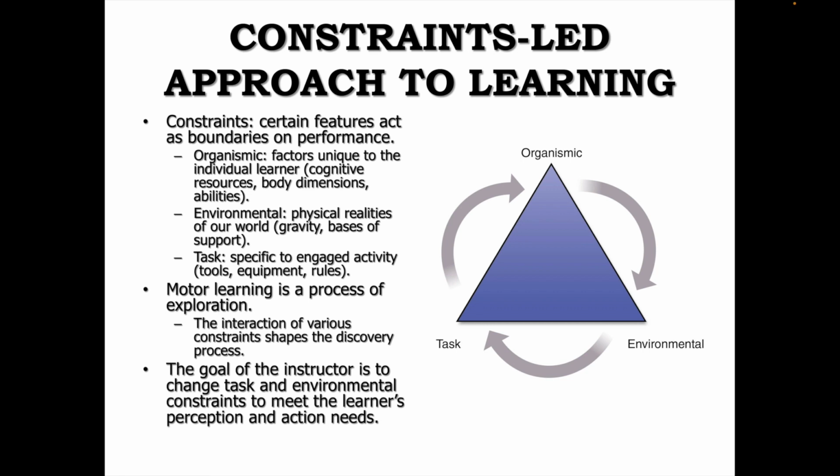These constraints can fall into three different categories: organismic, environmental, and task. Organismic, thinking organism, means looking at the individual learner. What are this particular individual's body dimensions? What are their abilities? What are their mental capacities to handle this particular situation?